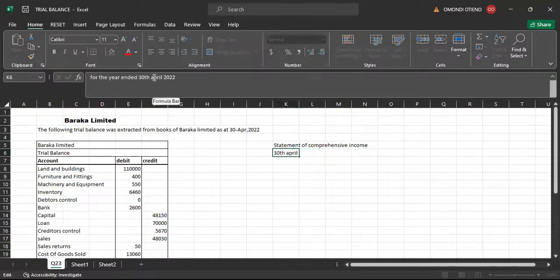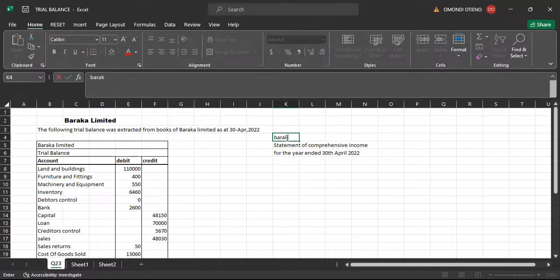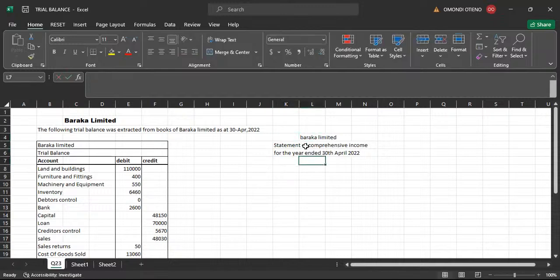That is what we have, 30th of April 2022. So we have to know the name of the company, which is Baraka Limited. Baraka Limited. Statement of comprehensive income for the year ended 30th April 2022. So that's what we have.